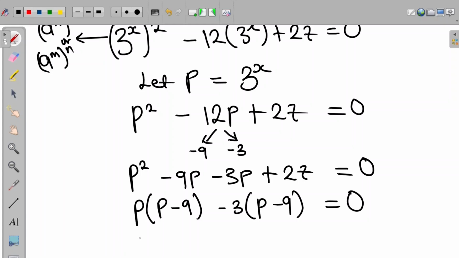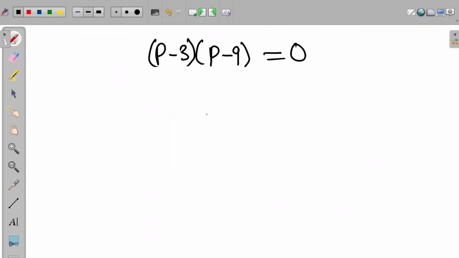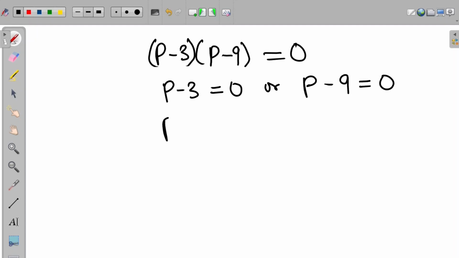So we have that p minus 3 multiplied by p minus 9 is equal to 0. So therefore, we have it now that p minus 3 is equal to 0, or p minus 9 is equal to 0. So p is equal to 3, or p is equal to 9.